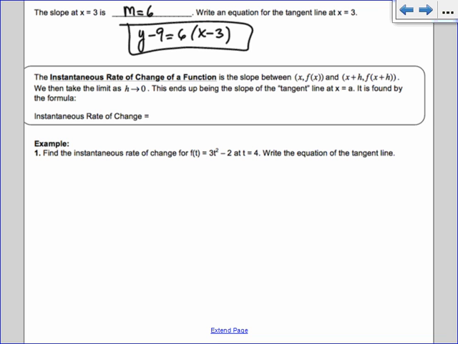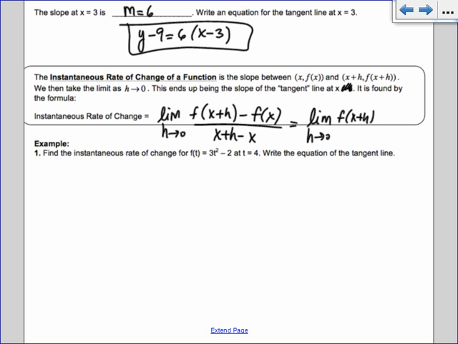All right, so the instantaneous rate of change of the function. So that's what I said we sometimes will just call slope. So it's the slope between (x, f of x) and a point that's really super close to it, (x plus h, f of x plus h). But then we take the limit as h goes to 0. So it ends up being the slope at x, not x equals a, because I didn't put an a in there, just at x. So it's found by the limit as h goes to 0 of f of x plus h minus f of x, all over x plus h minus x. It's the slope, right? So we can at least simplify that bottom. So it's going to be f of x plus h minus f of x, all over h.